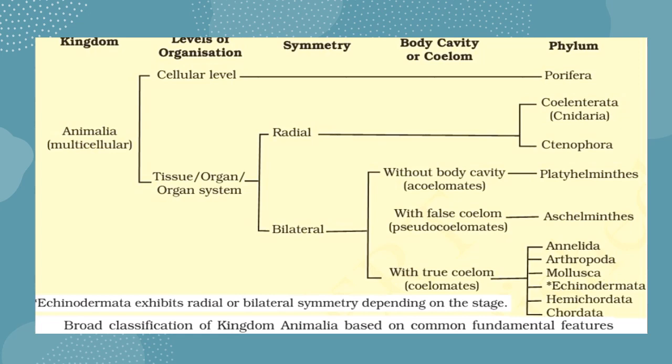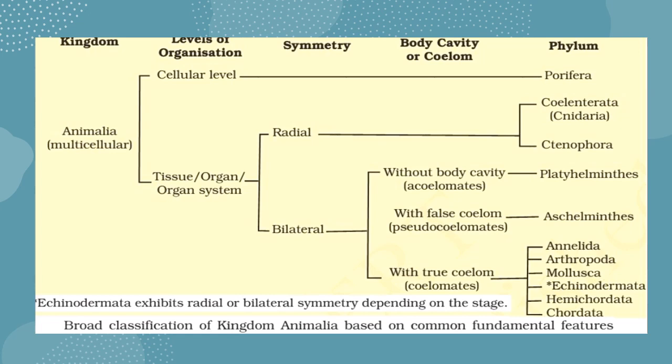So this is how the kingdom Animalia is classified based on different considerations. When they classified the kingdom Animalia further, the main criteria considered are the level of organization, symmetry of body, and body cavity. Based on these three points, your kingdom Animalia is further classified into chordates and non-chordates, then the different phylums.